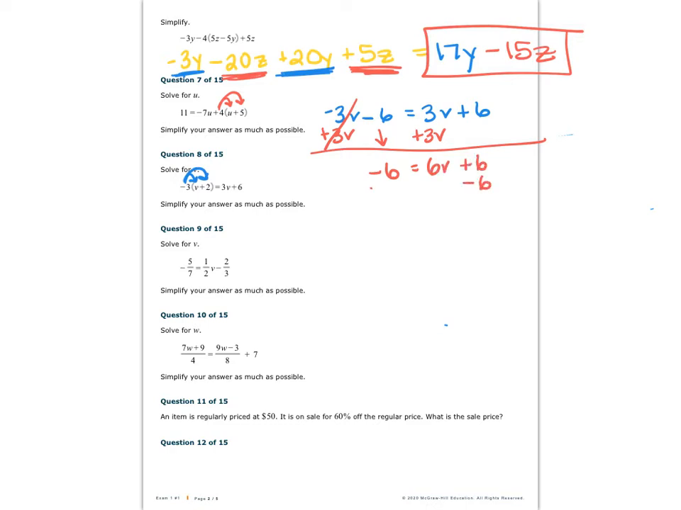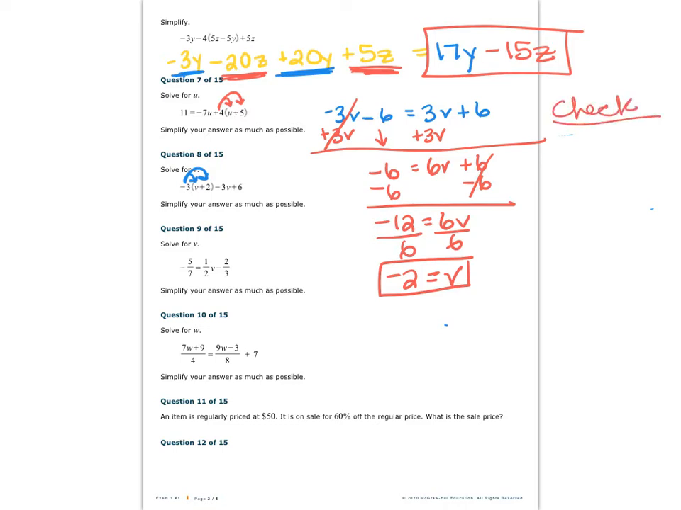Divide by 6 on both sides. You get negative 12 is equal to 6v. Divide by 6. Negative 2 is equal to v. So now we're going to substitute it in to do a check.